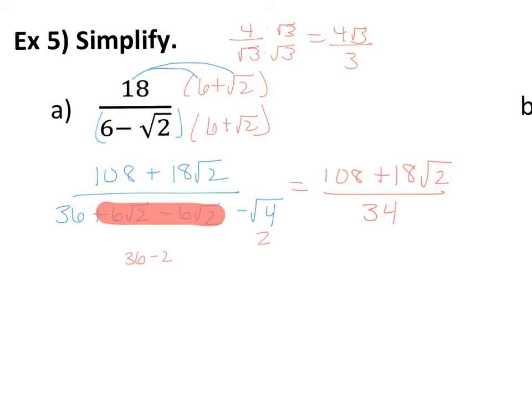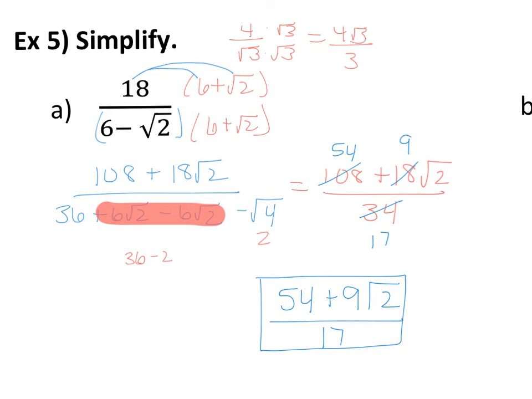Okay, so if I'm looking at all those outside numbers, well, I know a 2 is going to come out of it. So I'm going to go ahead and cut this down by 2 and get 54. I'm going to cut this down by 2 and get 9. And cut this down by 2 and get 17. And then I'm looking, is there still another number that could come out? And in this case, we know that there's probably not going to be with a 9 and a 17. So my final answer is going to be 54 plus 9 root 2 all over 17.